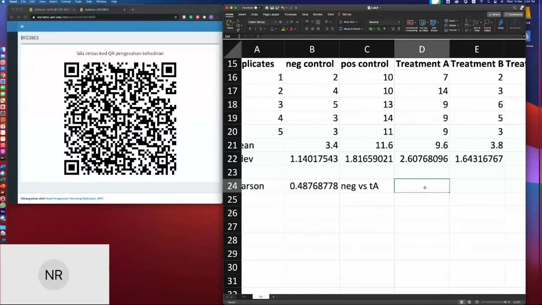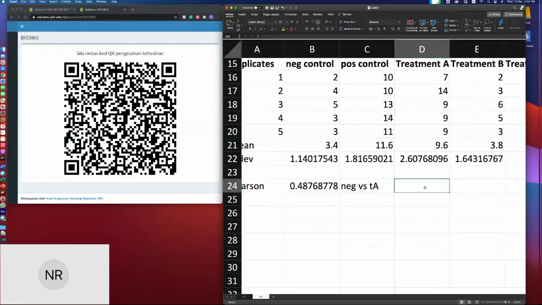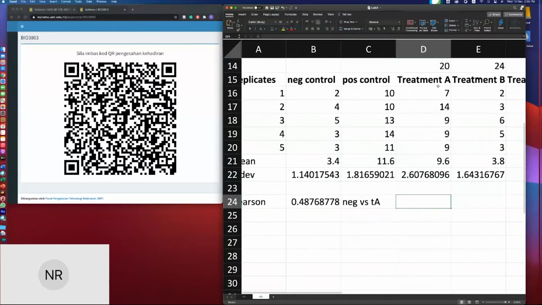Tak ada kaitan langsung antara negative control. Contohnya kita nak compare, ada tak kaitan antara treatment A ataupun treatment B. Kita akan tengok sama ada sangat perkataan yang linear positif, bermaksud anda kata kalau treatment A meningkat, treatment B pun akan menunjukkan peningkatan juga. Okay, I think treatment is not the best way.